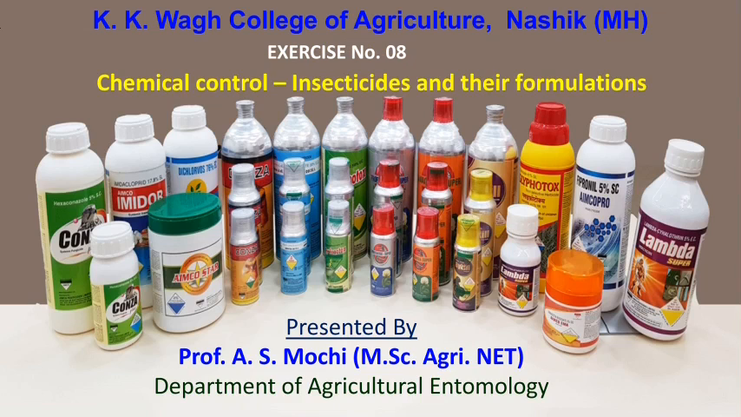Today we are going to learn about exercise number 8 of course ENTO 232 for the 3rd semester. The name of the exercise is the chemical control of the IPM. In that chemical control we will study the different insecticides or pesticides and their formulations available in the market.